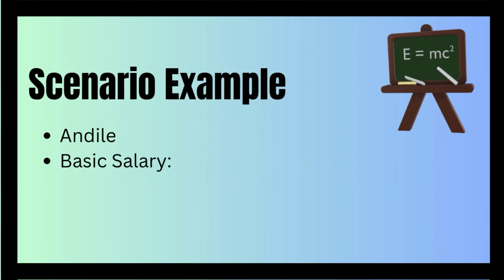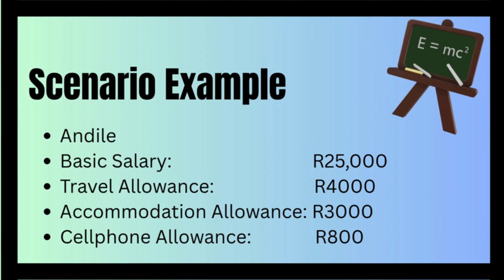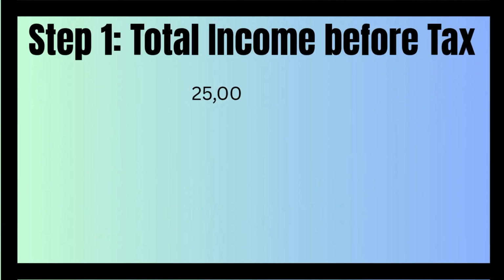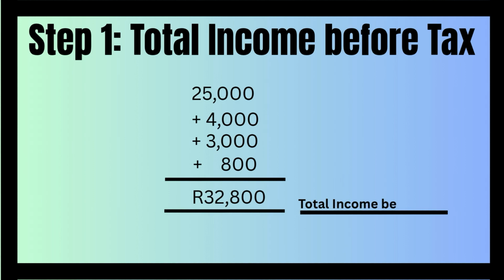So we have a scenario example. We have Andile. Her basic salary is 25,000. Her travel allowance is 4,000. Accommodation allowance is 3,000, and her cell phone allowance is 800. And then we add her basic and her allowances, which is 25,000 plus 4,000 plus 3,000 plus 800, and that's going to give you 32,800 total income before taxes or before any deductions.